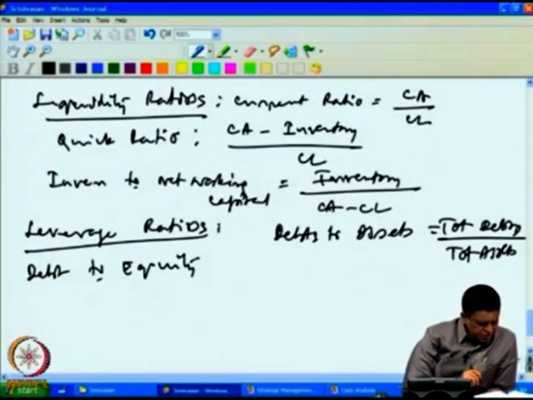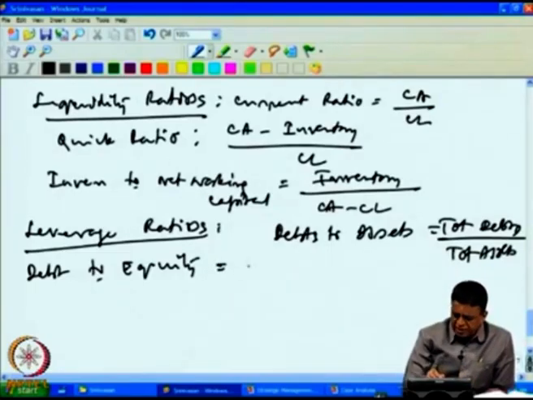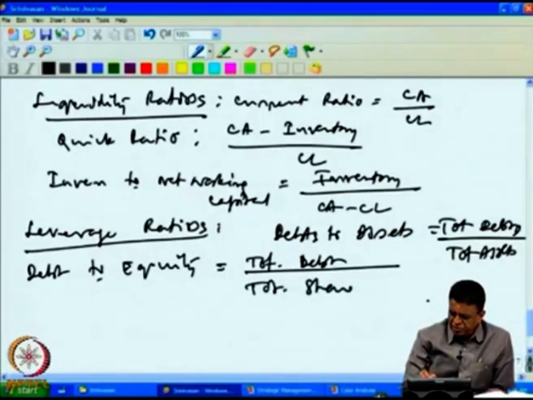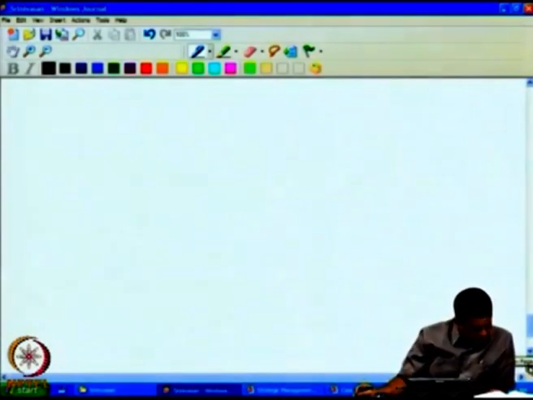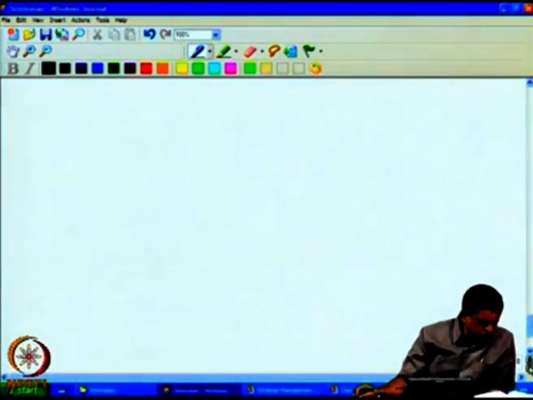Debt to equity. How do you calculate this? You calculate this by taking the total debt divided by the total shareholders equity. What does it give you? It provides a measure of the funds provided by creditors to that provided by owners.